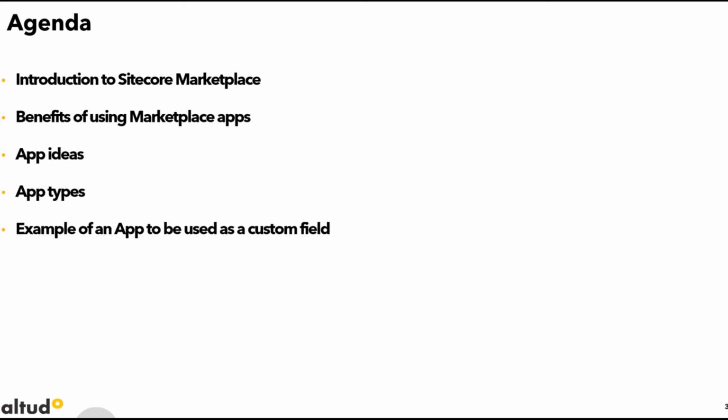Now coming back to the agenda for today's workshop, I'll start with a quick introduction to what the marketplace is and how it helps extend Sitecore capabilities. Then I will cover the benefits of using these apps like faster development and easier integration. I'll share a few app ideas that can simplify everyday tasks. We'll look into the types of apps available, that is custom or public. And finally, I will walk through an example app showing how a custom field can be created and used in Sitecore.